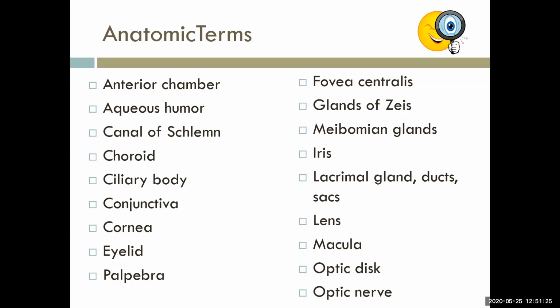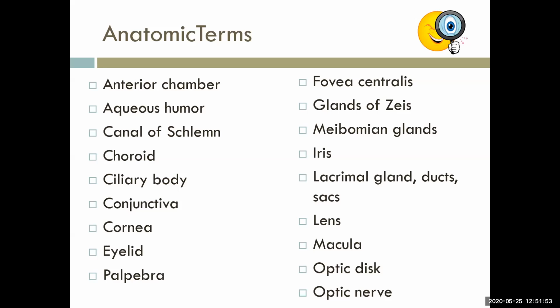We have anatomic terms. The anterior chamber is the fluid-filled space between the cornea and the iris. The aqueous humor is that watery liquid secreted by the ciliary processes that fills both the chambers of the eye and provides nourishment for the cornea, iris, and lens. The canal of Schlemm is the duct in the anterior chamber, and it carries aqueous humor to the veins and bloodstream.